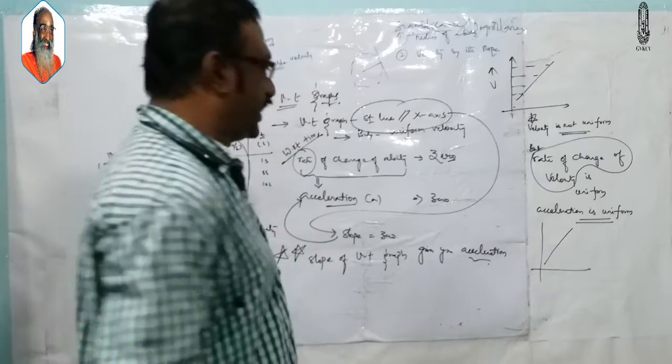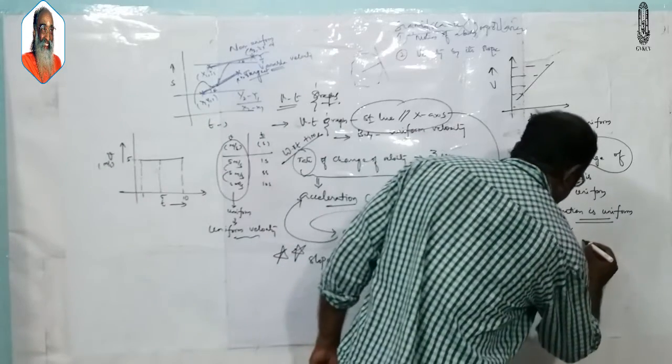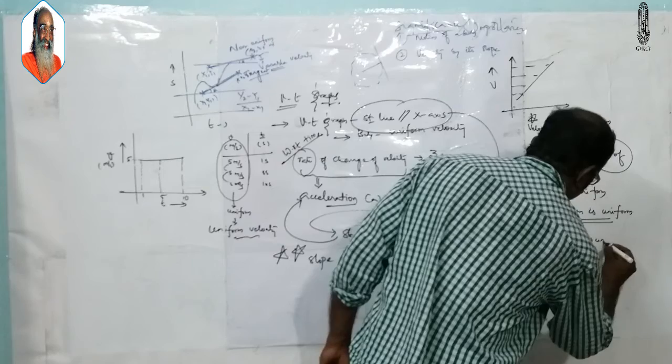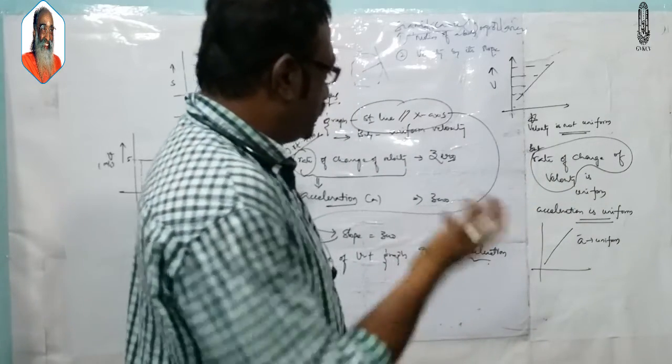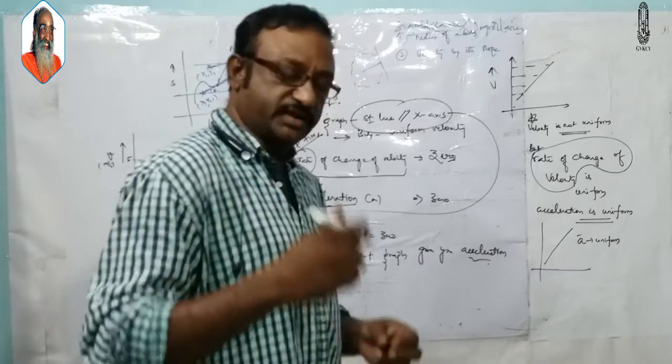And you know how to find the acceleration from the graph, just by finding its slope. How to find the slope? y2 minus y1 by x2 minus x1. So we'll continue this in the next session.